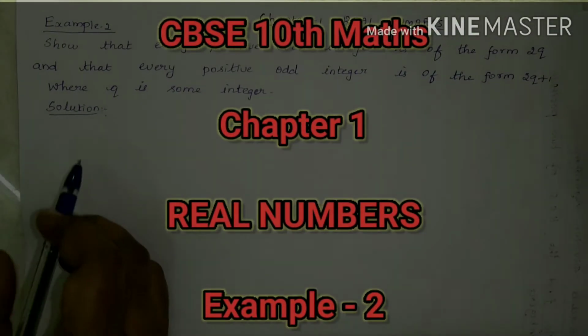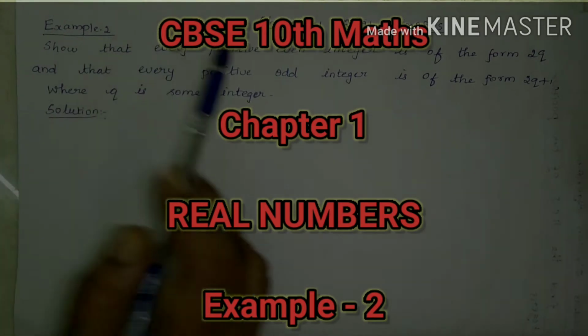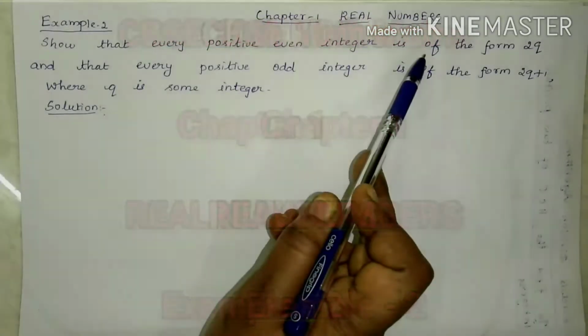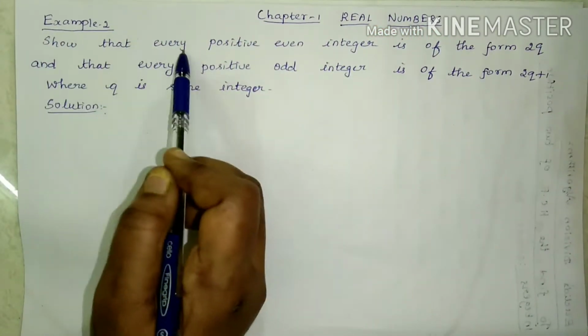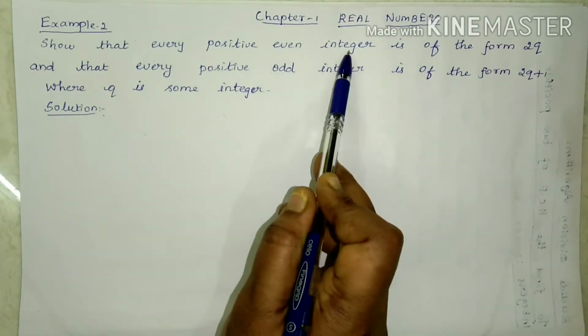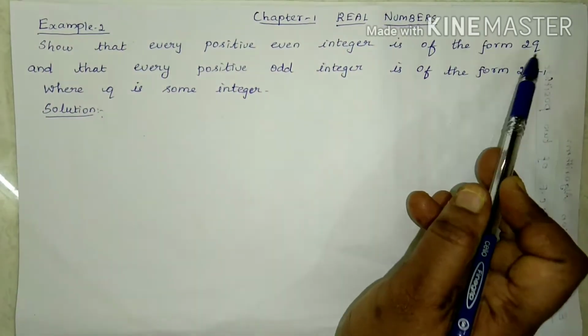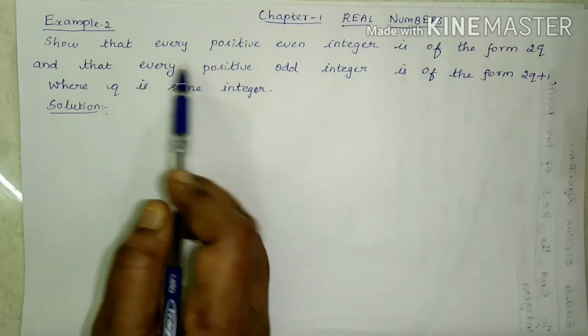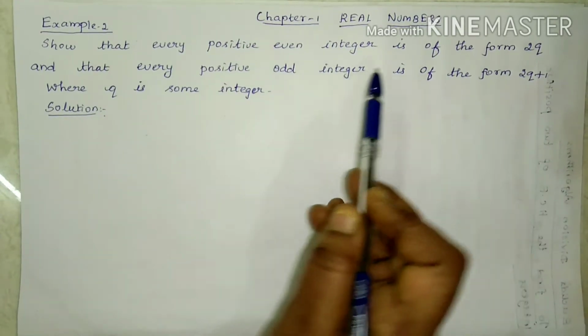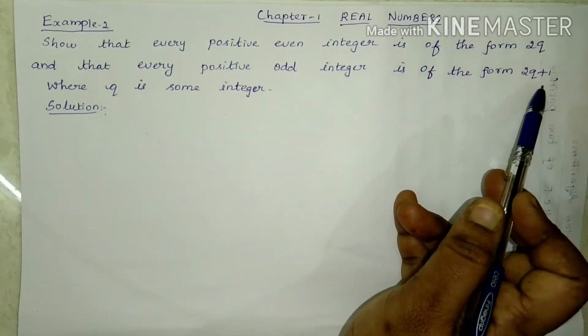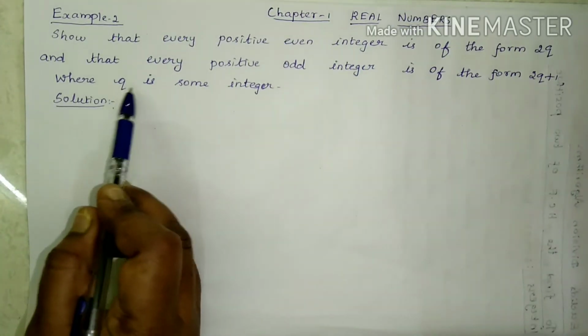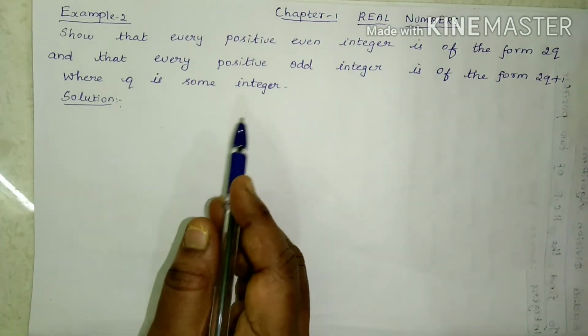Now we can see example 2 of our chapter 1, Real Numbers. Show that every positive even integer is of the form 2q and that every positive odd integer is of the form 2q plus 1, where q is some integer.